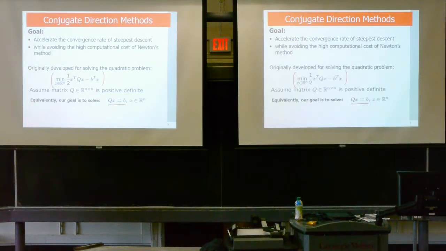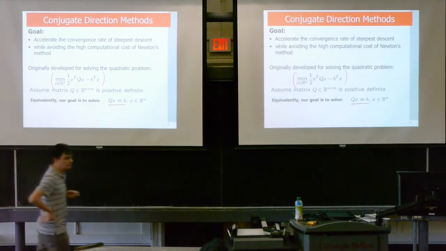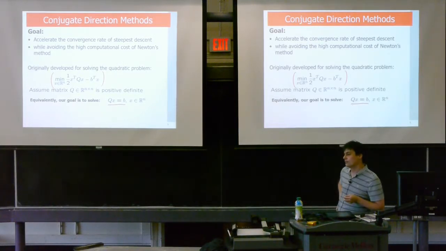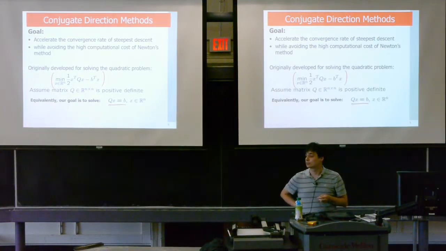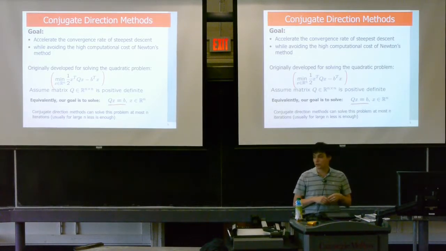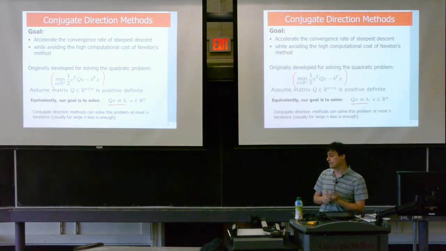Yes, but it's very simple. You calculate the inverse and multiply. What if I don't want to calculate the inverse of Q, because it's difficult? Right, so this is what we are going to discuss now. If Q is a positive definite matrix, then we can do some other tricks. We will see that conjugate direction methods can solve this problem in at most n iterations.